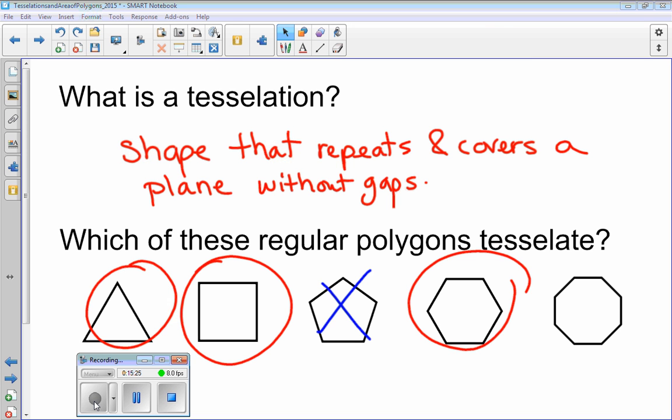Well, since we don't have an octagon tile, let's go ahead and figure out if we can mathematically discover why pentagons don't and why the others do. And then let's make a hypothesis, or let's make a decision about what we think about the octagon.